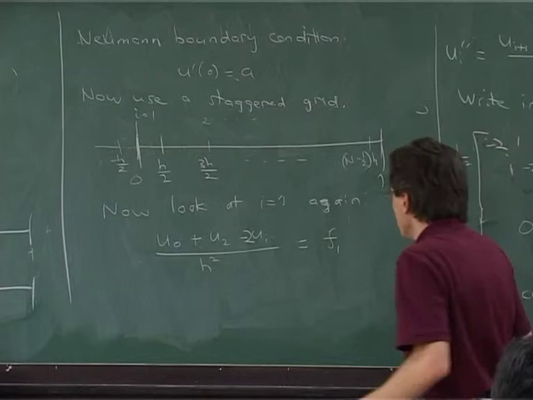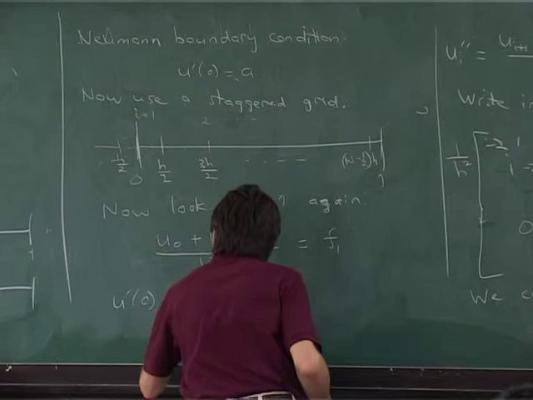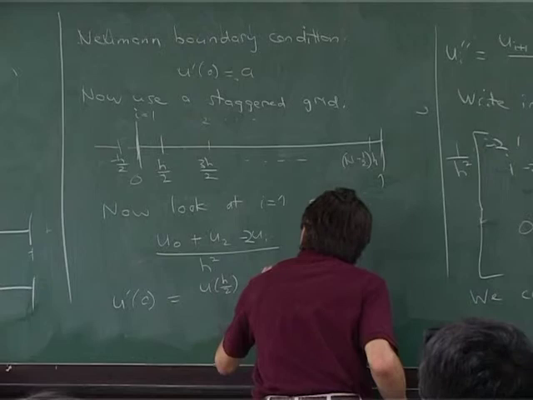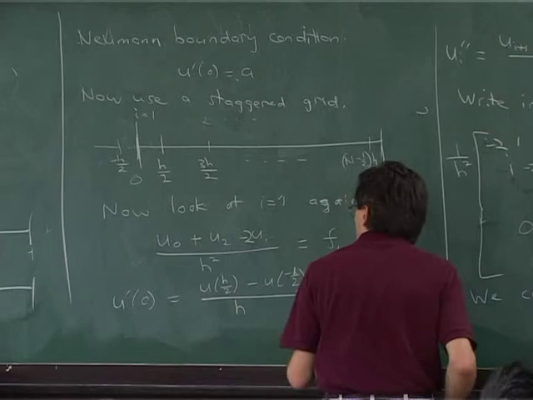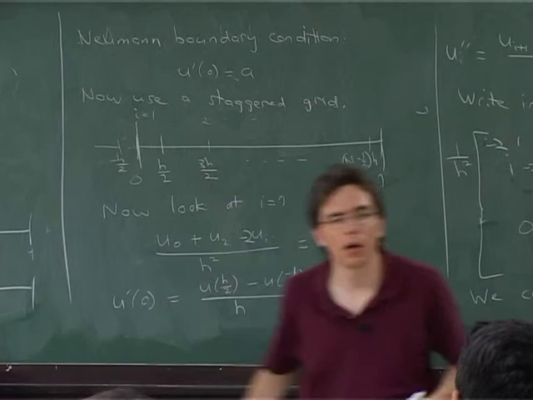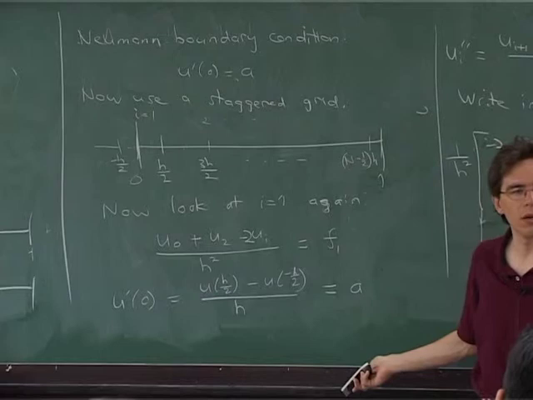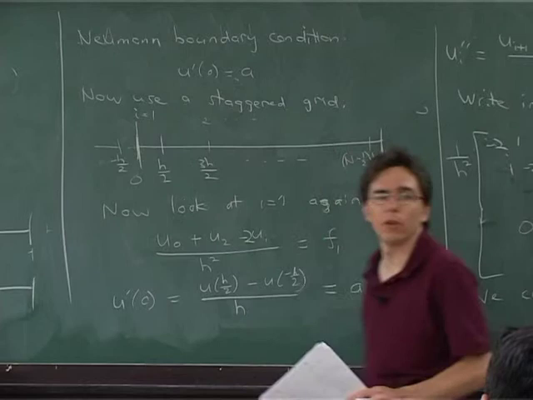So u prime of 0, you finite difference this. This is what you require. This is the finite difference equation for this. This is centered, and this is why I wanted to set it up this way, so I could have the centered derivative.